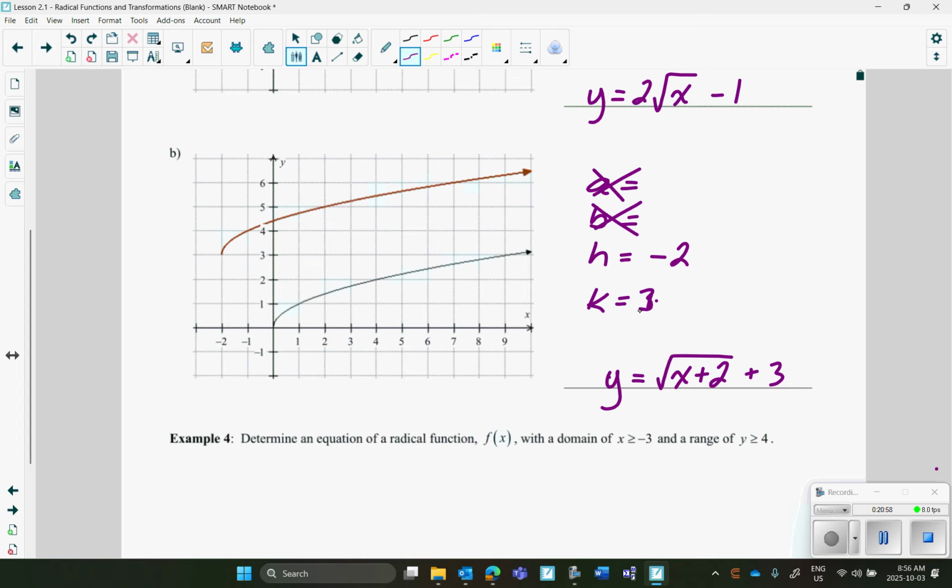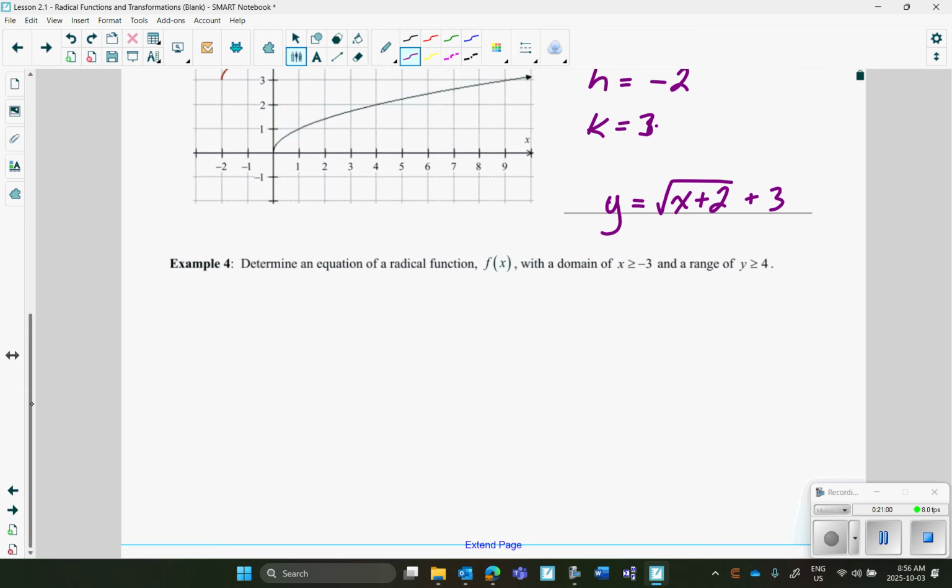Something that you might see as an example like the last one. Asked to find the equation of a radical function, but you're only given the domain and range. And you're given it in set notation. Remember, this is everything greater than or equal to -3. So if you want to convert this to interval, it's going to look like that. This is everything greater than or equal to 4. So we start at 4 and we go up to infinity.